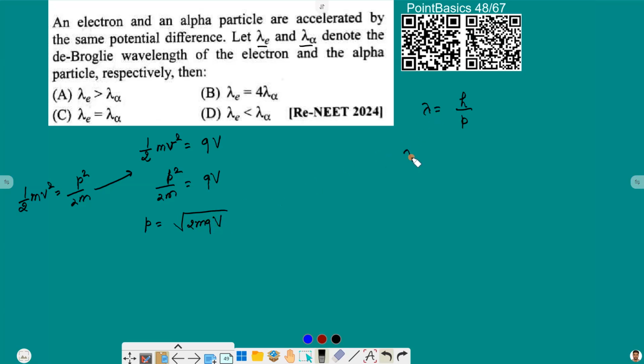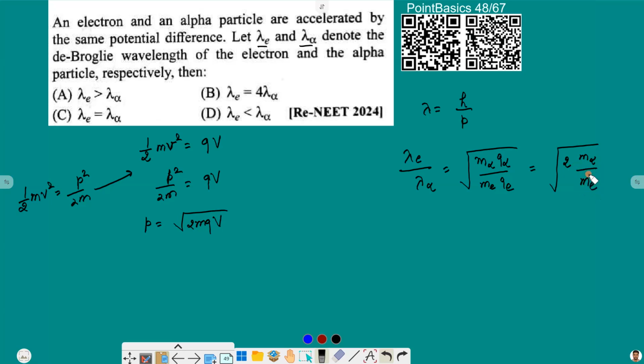So if we divide λ electron by λ alpha, then h is the same for both. Under root will be the same, 2 is the same, and potential is the same. So as we have p in the denominator, this will become m alpha q alpha divided by m electron q electron, under root. Okay, so now coming to the charges. The charge of the alpha particle is twice the charge of the electron. So this will reduce to 2 m alpha by me.